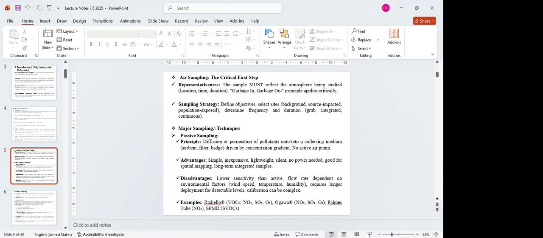Then the other thing to consider is the sampling strategy. You need to define the objectives. What are you looking out for? What do you really want to establish? Now you find out that there are particular sites that you select for a particular reason.